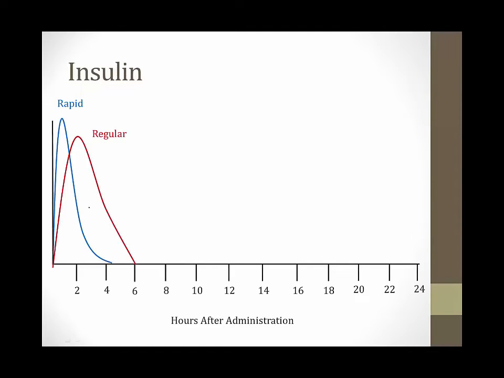And here's our same graph again, and now I've added regular insulin to show you how it compares to the rapid-acting insulins. You can see that its time to peak effect is a little bit longer, and its duration of action is also a little bit longer. It also has a slightly lower peak than the rapid-acting insulins.